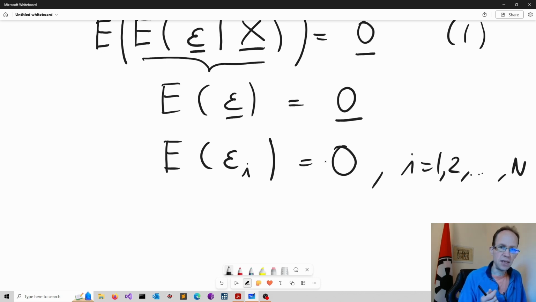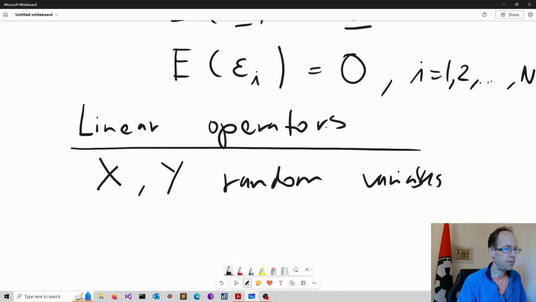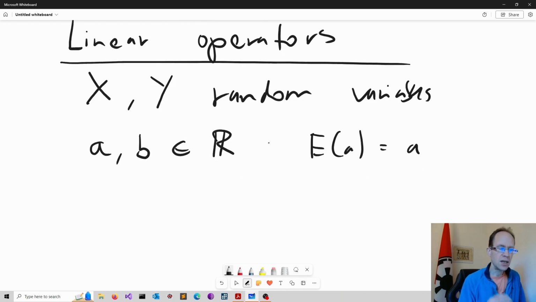To proceed, we need to establish that the expectations operator is a so-called linear operator. Now, when it comes to the property of a linear operator, what exactly do we mean by that? Say that capital X and capital Y are both random variables. And then we have constants a, b, and they are just real numbers. Now, what does it mean to say we have a linear operator? It basically means the following.